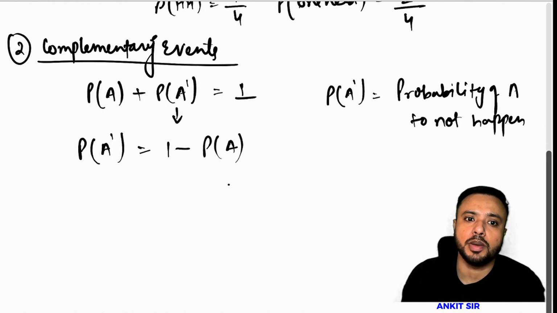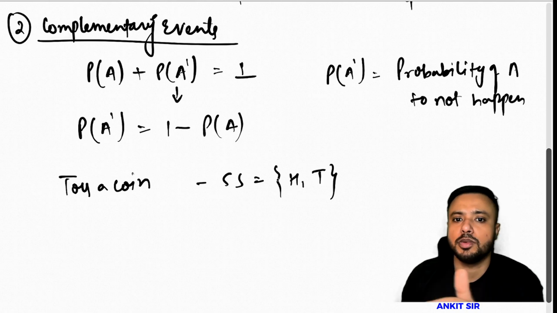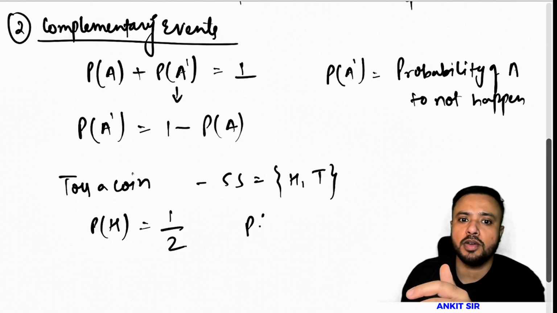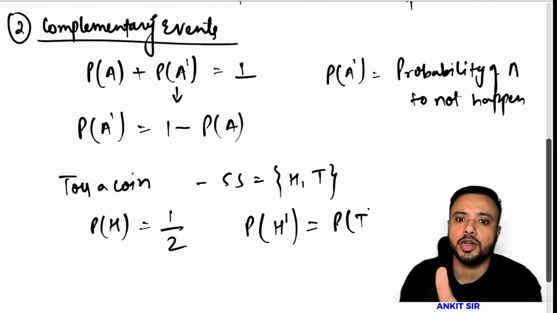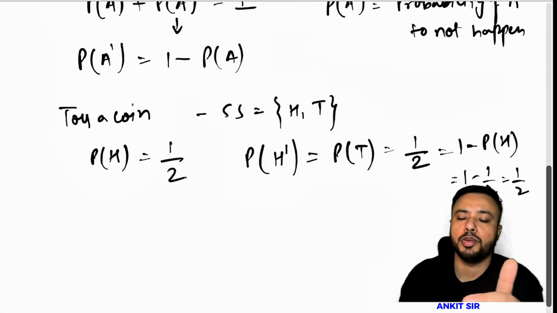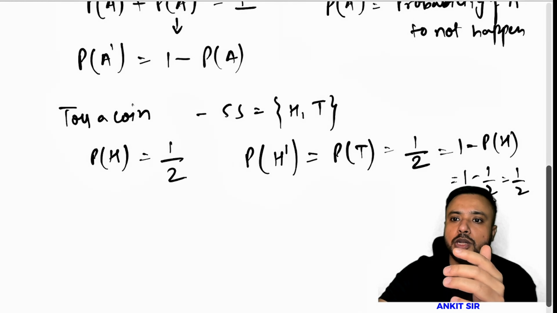For example, let's say you toss a coin. When you toss a coin, your sample space is head comma tail, because these are the maximum outcomes. Now if I say, what is the probability of head coming? 1 by 2. If I say, what is the probability of head not coming? The probability of head complement is going to be equal to the probability of tail coming, because if head is not coming, then obviously tail will come, and hence the probability will be 1 by 2, which is nothing but 1 minus P of H, which is 1 minus 1 by 2. You can see here I'm getting 1 by 2. So the complement of any event is basically the probability of that particular event to not happen. That is basically the meaning of complement.